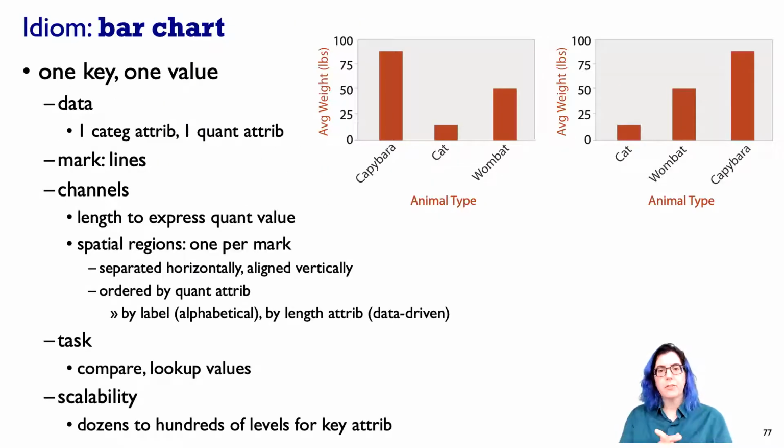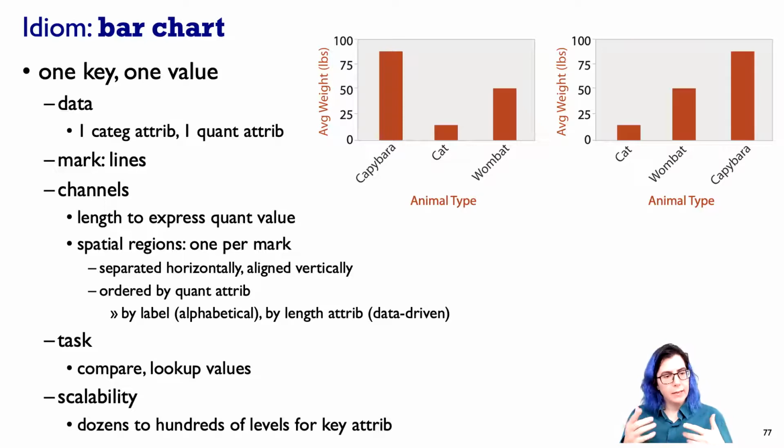So let's look at a bar chart now that we've got this idea of separating, ordering and aligning. A bar chart we can think of as having one key. In this case, it's across the horizontal axis. I've got my animal type chart. And then one quantitative attribute, which I've got on my vertical axis, of the average weight of that type of animal. Got a line mark type, clearly.